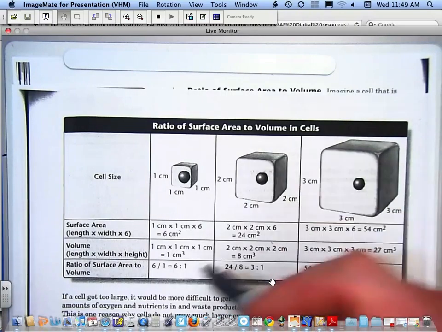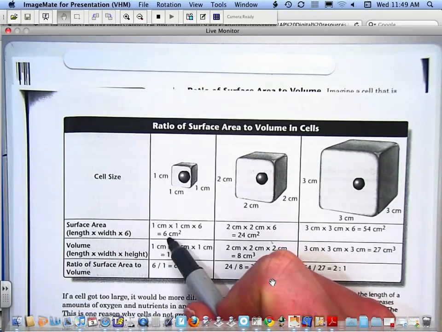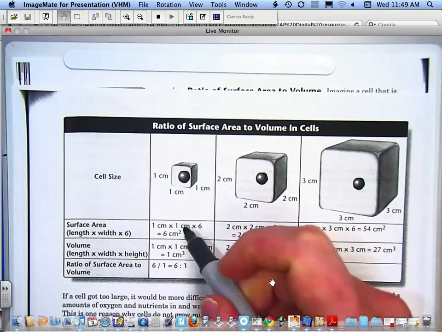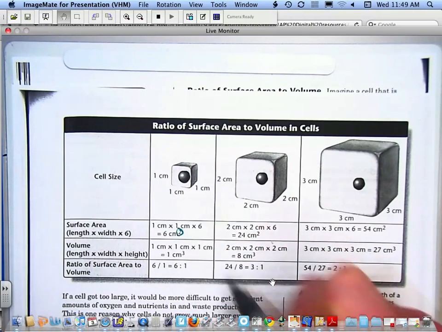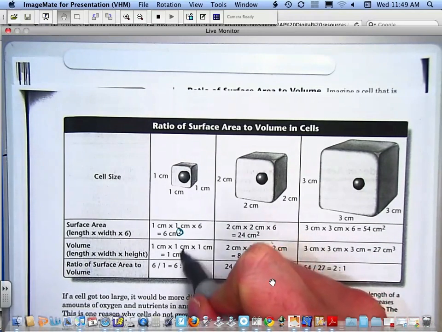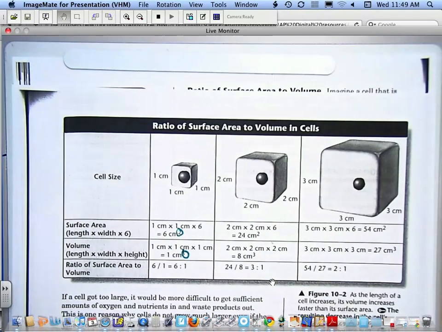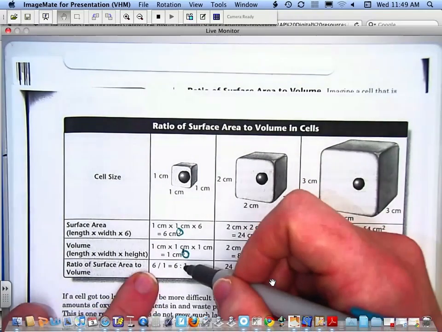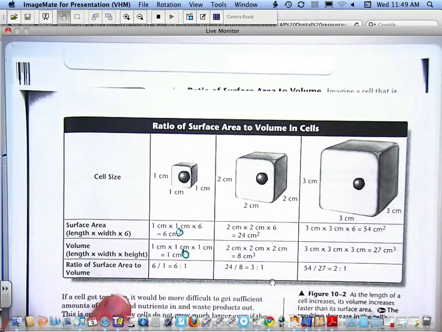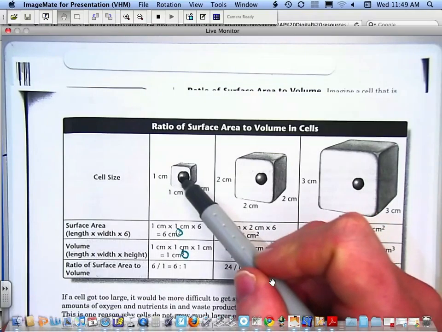So the ratio says that you have 6 square centimeters for every 1 cubic centimeter in this cell. A surface area to volume ratio. Basically, there's a lot of surface area compared to every unit of volume. Alright? And that makes sense. Look at all the surface area compared to how much volume there is.